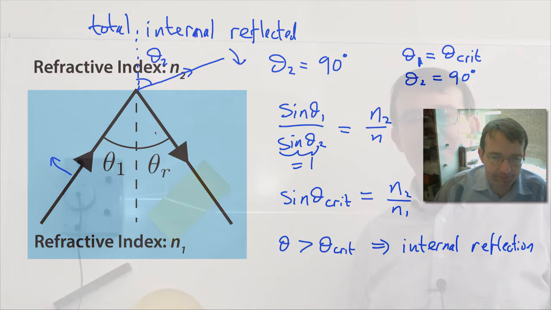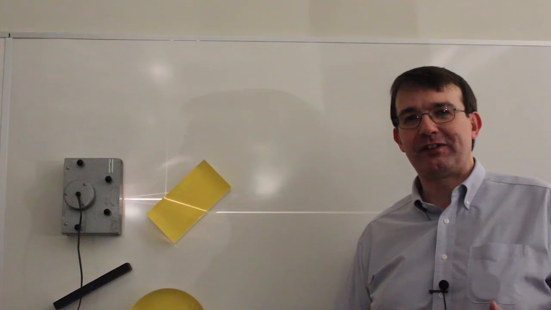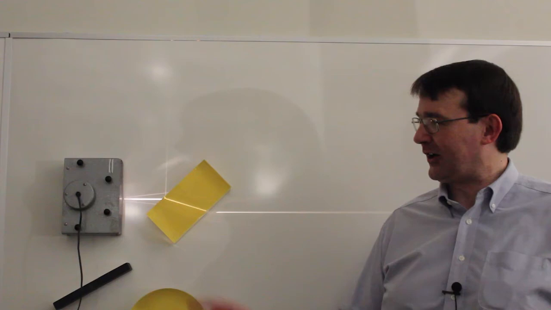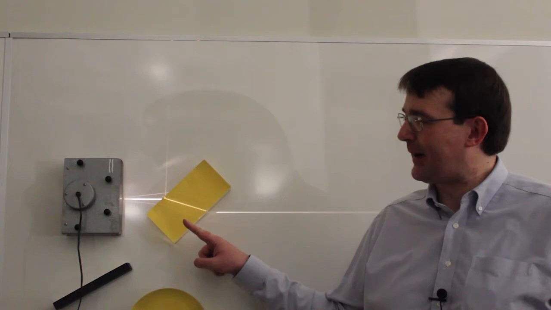So we've seen Snell's law, which describes refraction, and we've seen how this also gives rise to total internal reflection. So let's have a look at that in action. So again, we've got our ray box here, and now what I've got is a block of perspex. It's got a yellow background so that it stands out from the whiteboard behind it.